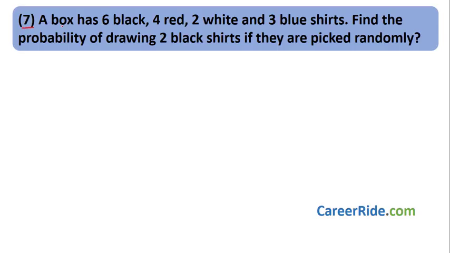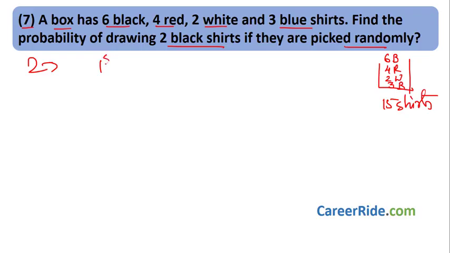Question number 7. A box has 6 black, 4 red, 2 white and 3 blue shirts. Find the probability of drawing 2 black shirts if they are picked randomly. So there is a box with 6 black, 4 red, 2 white and 3 blue shirts. In total there are 6 plus 4 plus 2 plus 3, 15 shirts. We have to draw 2 shirts, first and then second. Do not replace it.